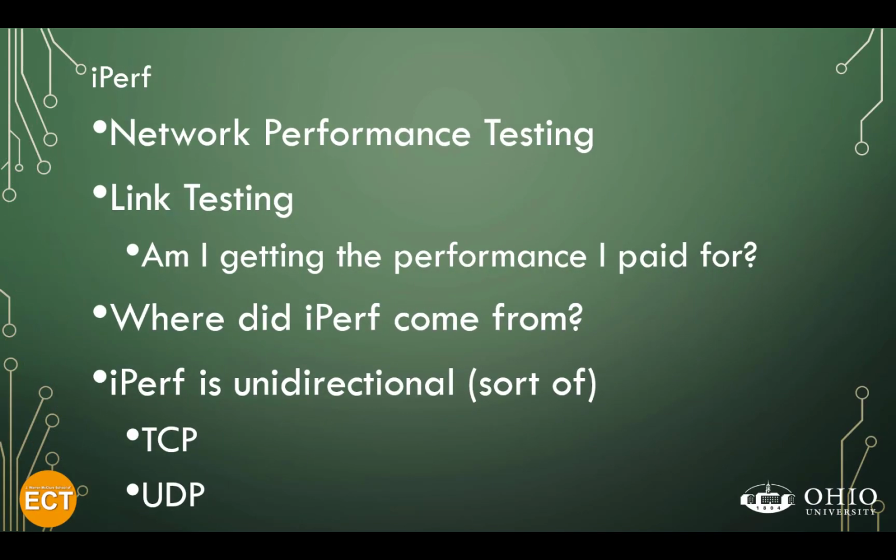iPerf is a tool that's part of a network performance testing suite. We would use ping or traceroute to get some basic link information about client to destination type stuff. Ping and traceroute are very good at laying out binary information like, is it awake on the other end? Is there something there? Do I have a path to wherever I asked to go?